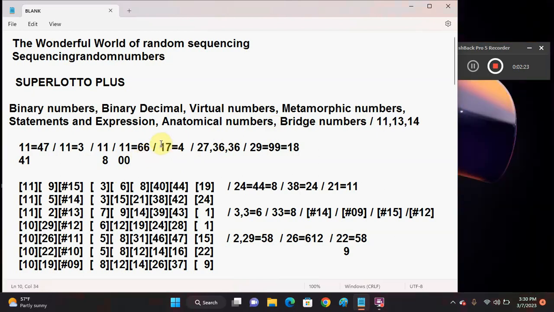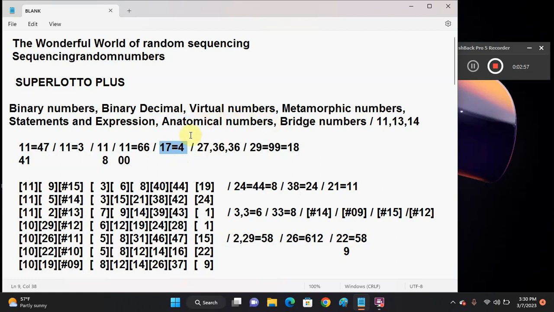There are also anatomical numbers. An anatomical number is, for instance, the 17.4. The 17 has all the elements of making a 4. It has the 1 and then the L shape that goes like this, the upside down 7. If you look at the 17 upside down, it looks like a 4. So that explains what an anatomical number is, and this is an anatomical sequence.